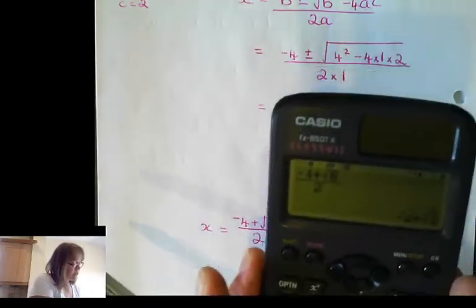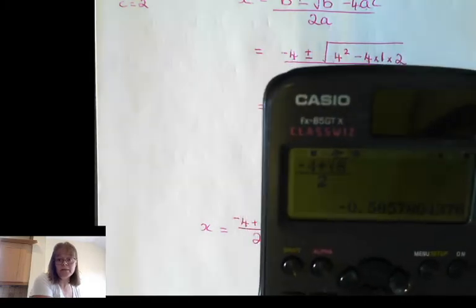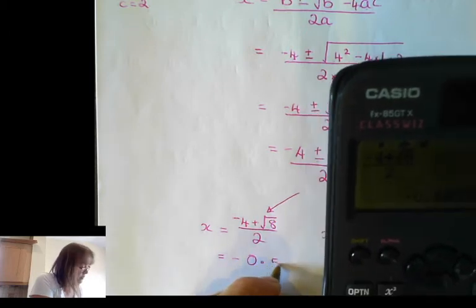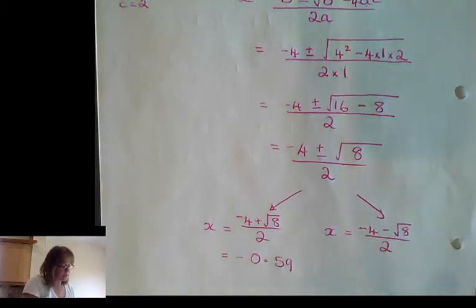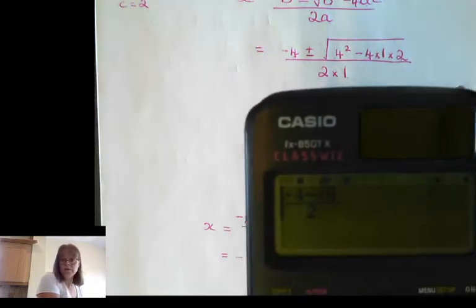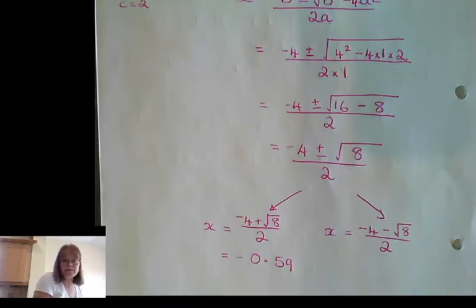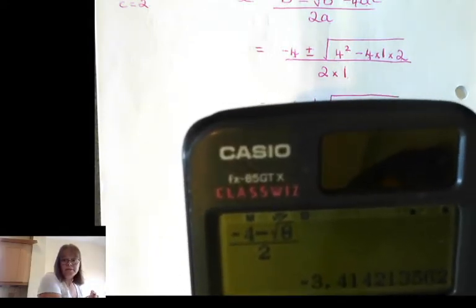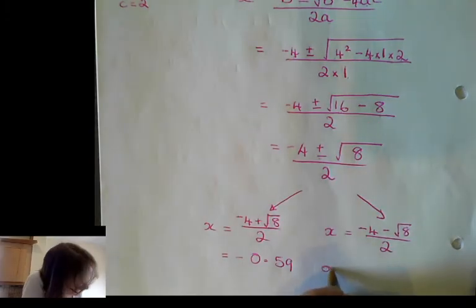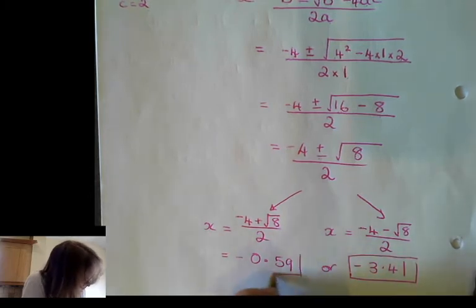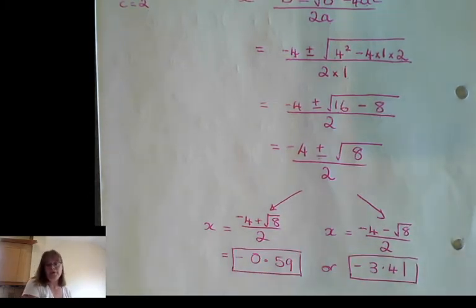I'm going to press equals and press the SD button. If I've been asked to give my answer to 2 decimal places, I'm going to round that to minus 0.59. To get this one, I'm going to do the same thing, but instead of a plus sign, I need a minus sign. So I've just put that with the minus sign into my calculator. I'm going to press equals, press the SD button, and my other answer is negative 3.41. So these are my two answers to the quadratic equation. Okay, so I'll write both of those on the solution line.